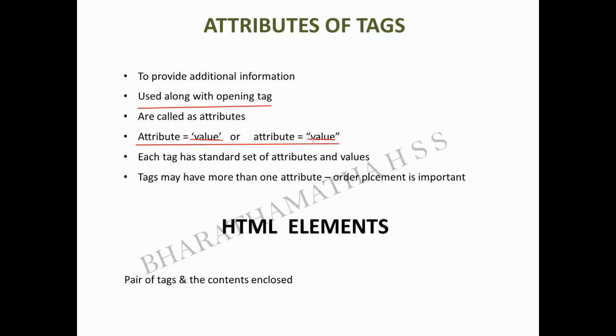In some versions of HTML, it accepts single quotes. In some versions of HTML, it accepts double quotes. In the latest versions, mostly everything is accepted in double quotes, and in some, single quotes are also accepted. That is why I wrote it like this. Is it clear? Attribute equals value: here it is in single quotes, and here I have written it in double quotes. So for a value I can give it in single quotes or double quotes.